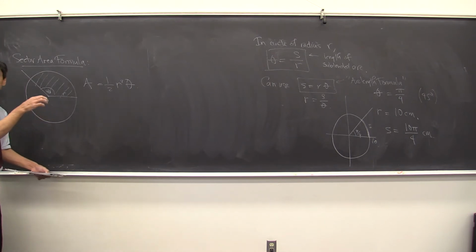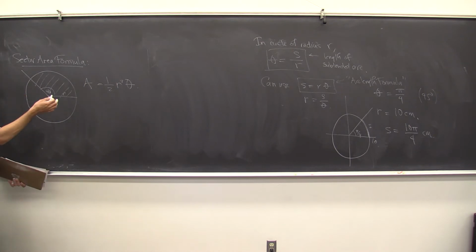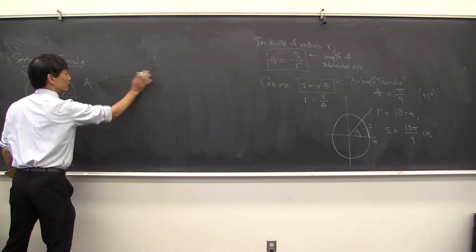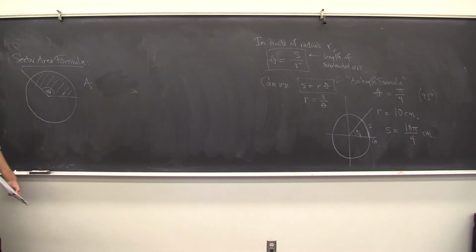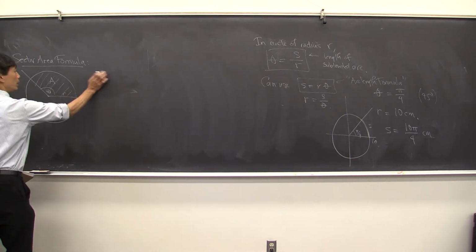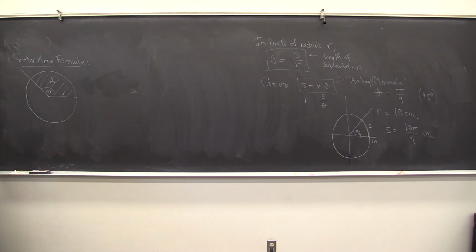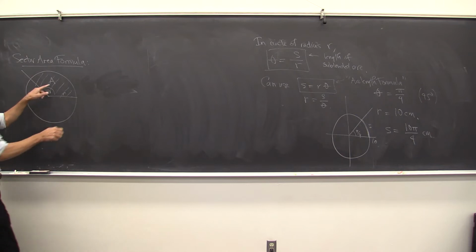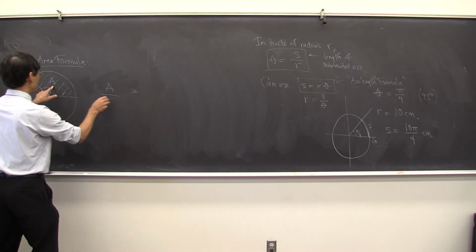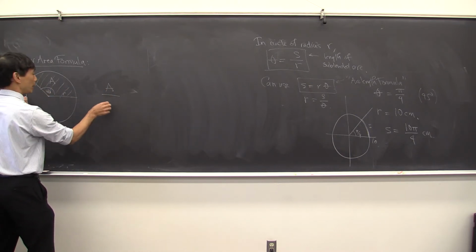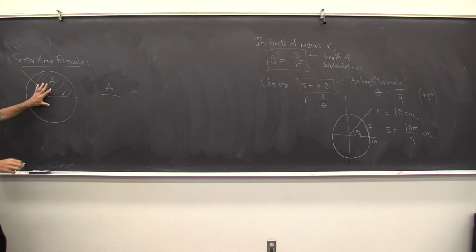Why does that make sense? Well, suppose we didn't know that and we wanted to figure it out. We'd do this as a ratio again. A is to the area of the entire circle. Well, what's the area of the entire circle?